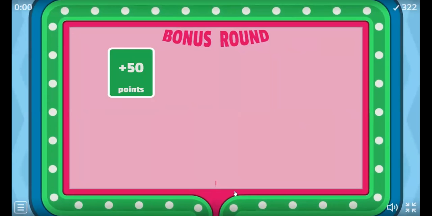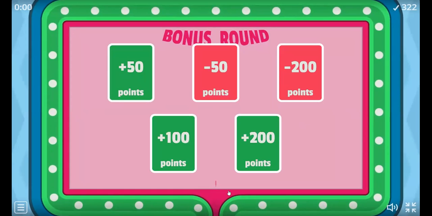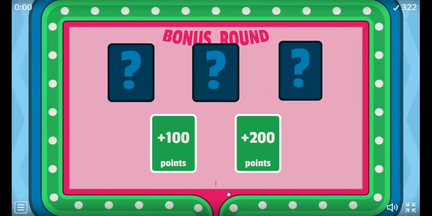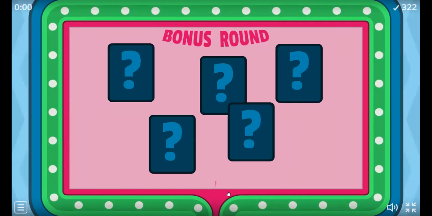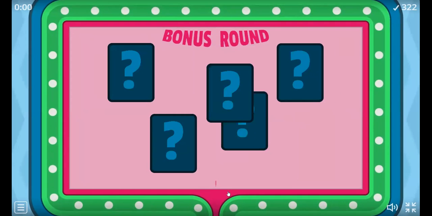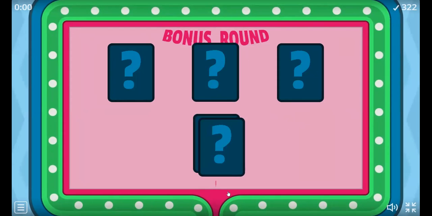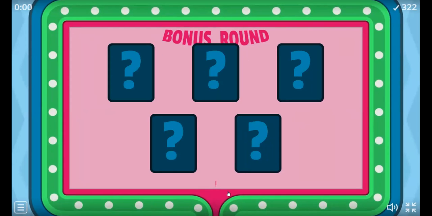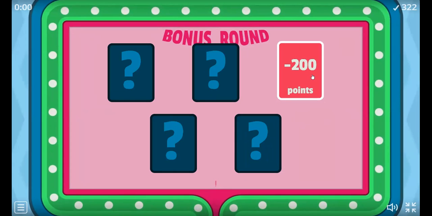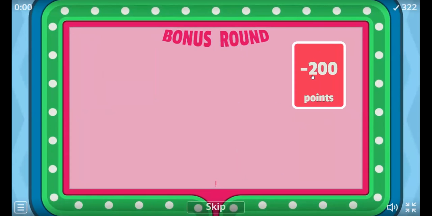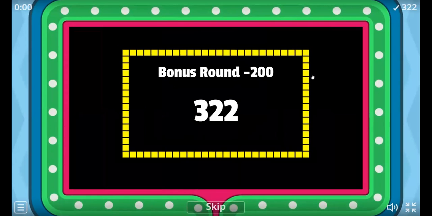Ay, wait, let me see if I can skip it. Vamos a ver si podemos saltarnos esto. Oh, no. So tell me one card, mister. Elige una carta. 3. Okay, 3. Oh, no. Te quitaron 200 puntos, Mister. I'm sorry. Let's see.